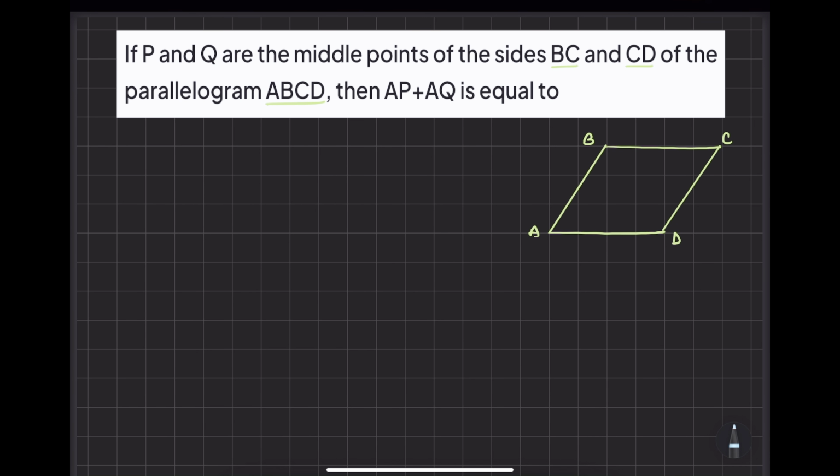So the next information is P is the midpoint of BC. Okay. Q is the midpoint of CD.